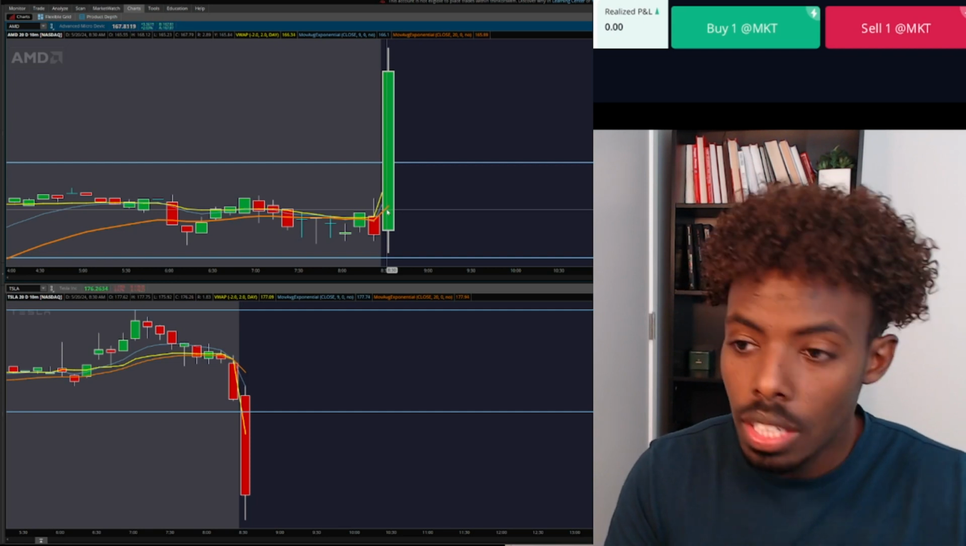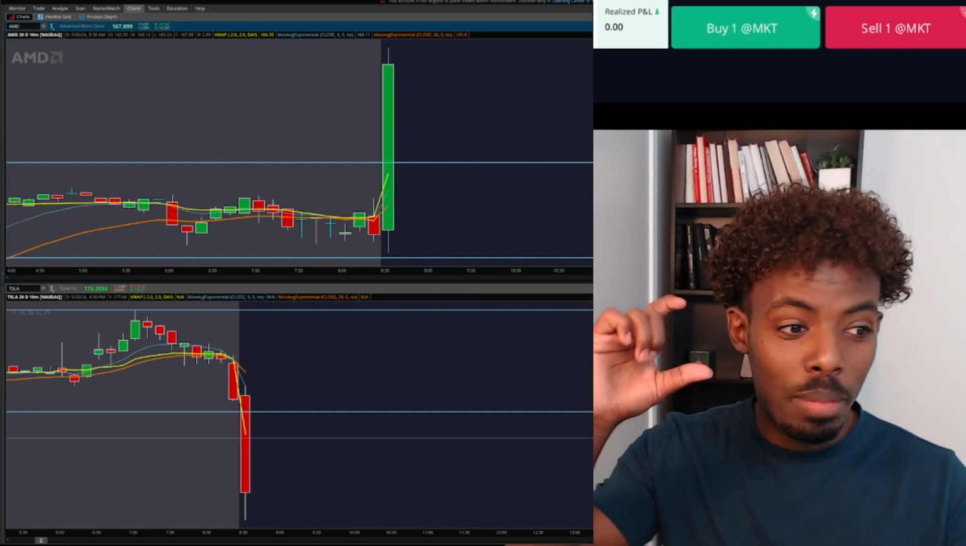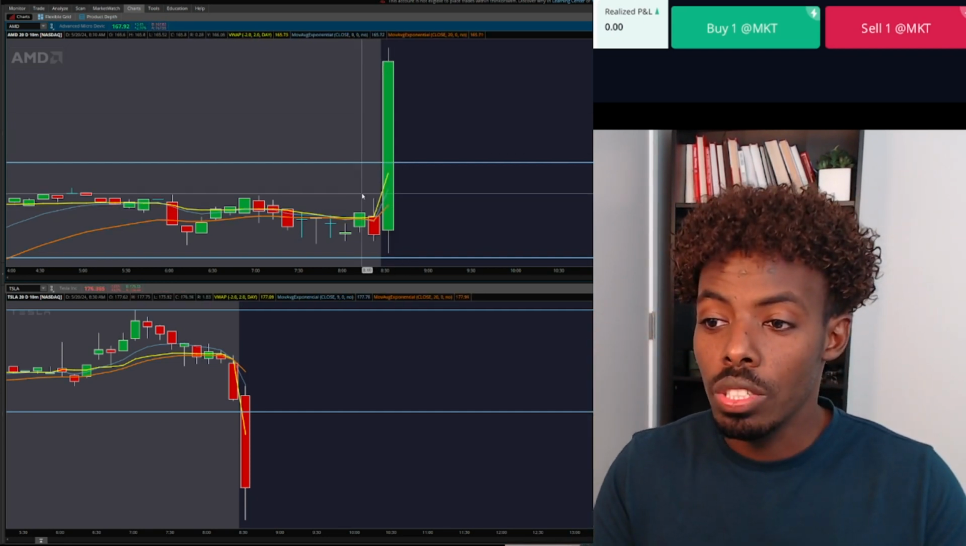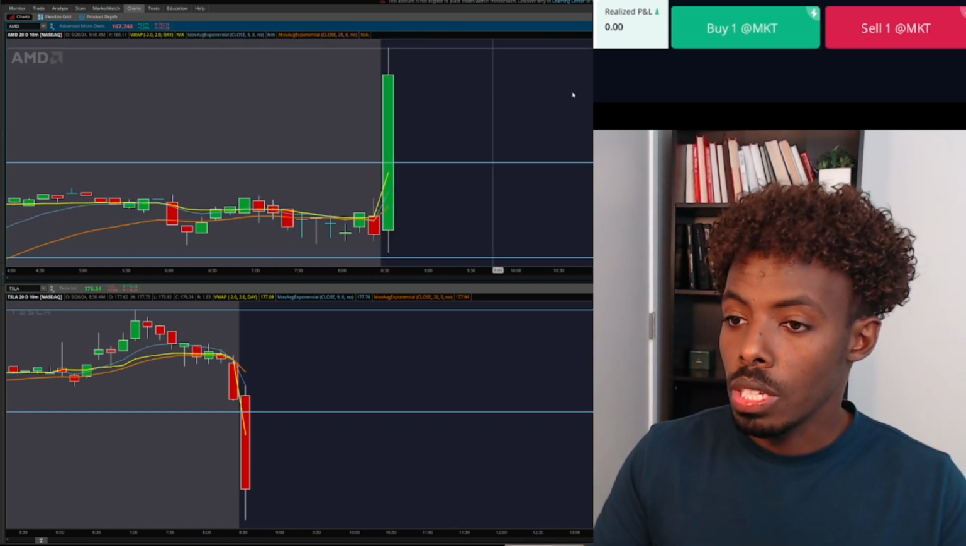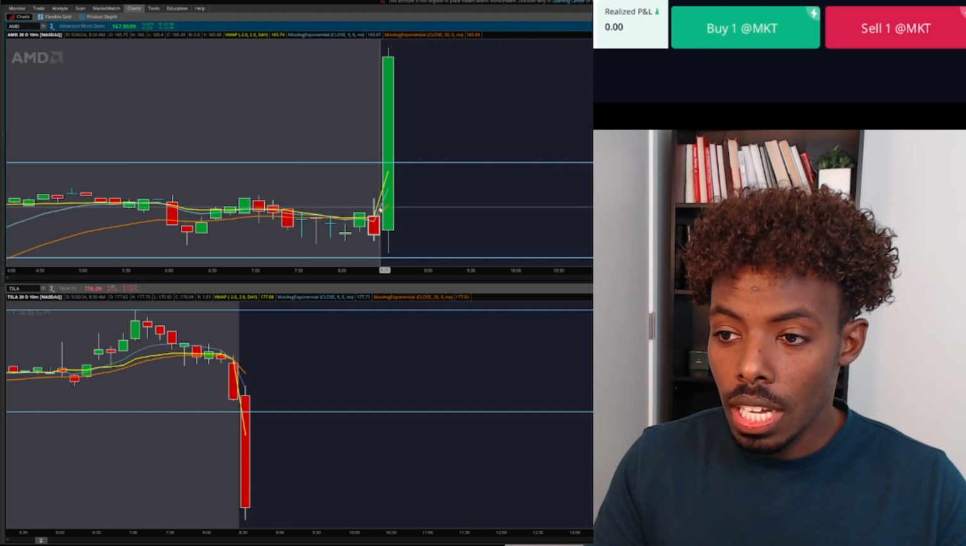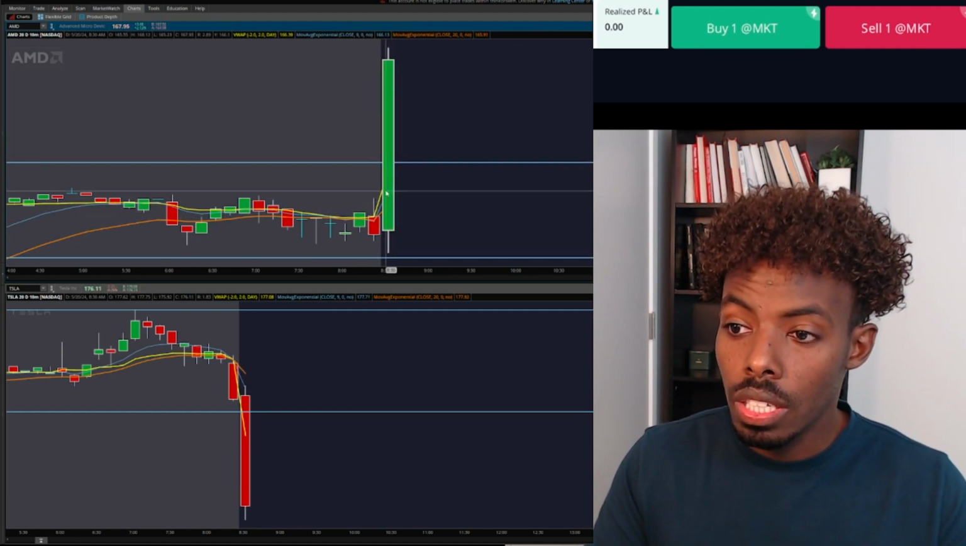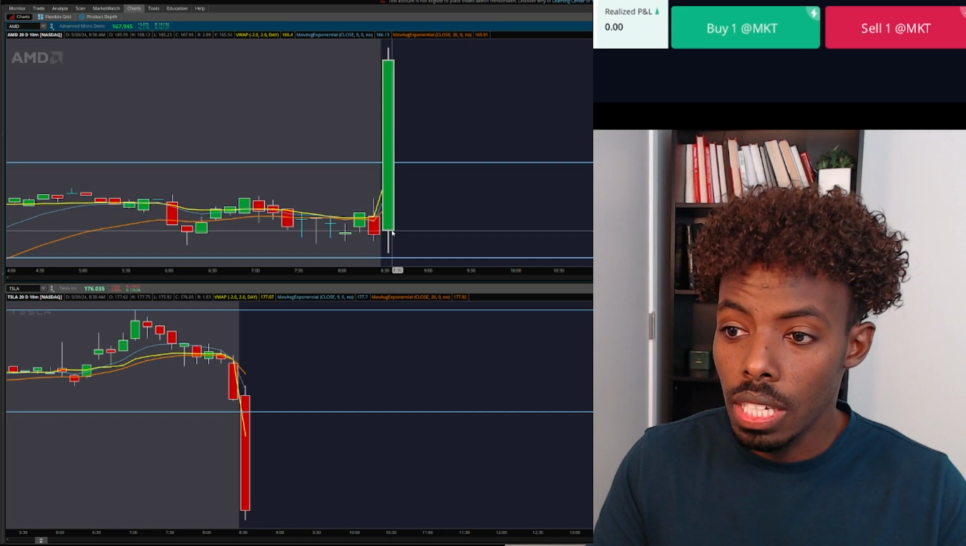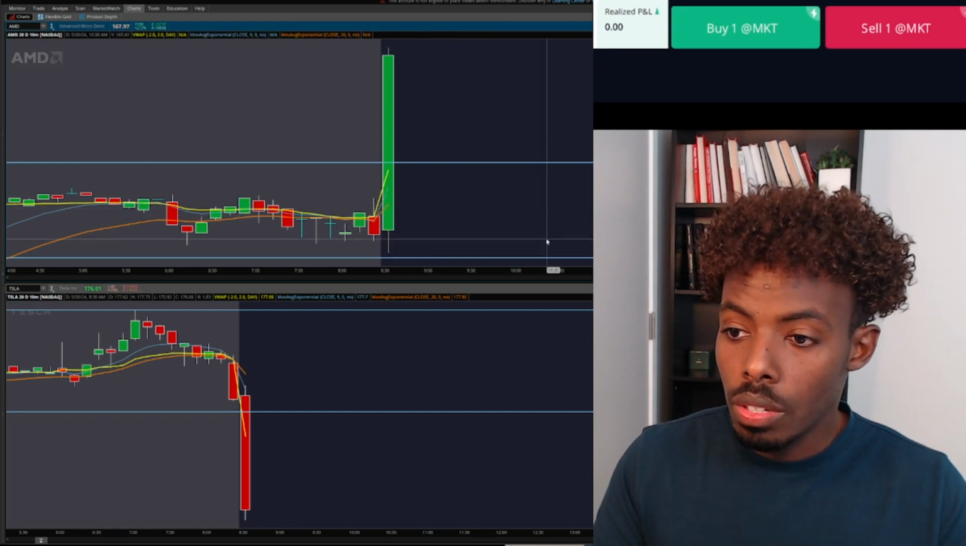That's how you wait for the 10-minute to actually close, because these lines will change in accordance with where the price is at. Because the price is moving, they get updated. So it looks like now we got the VWAP following this major pickup for AMD. All right, cool.